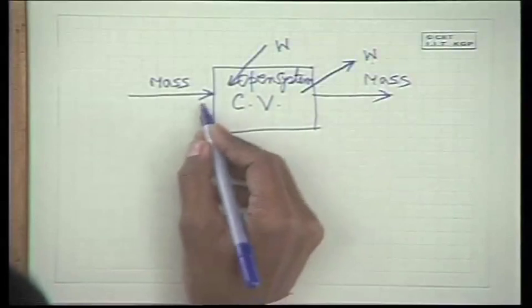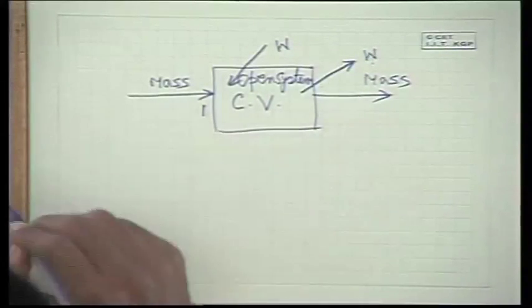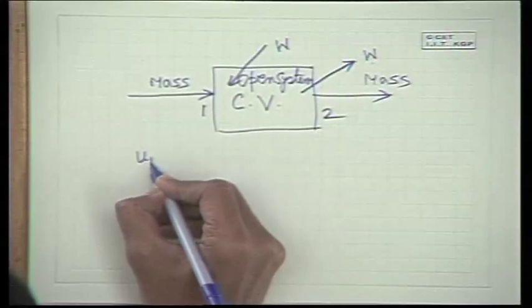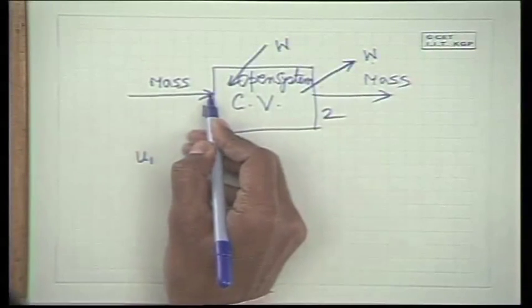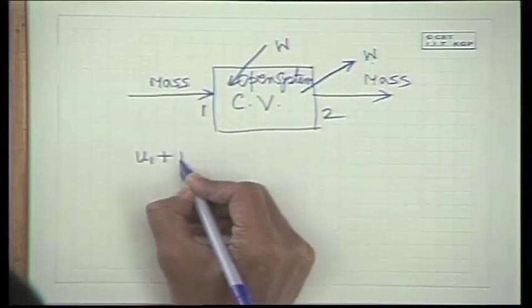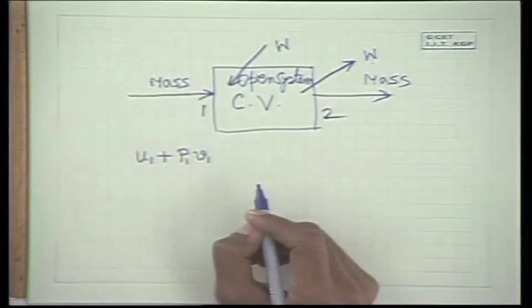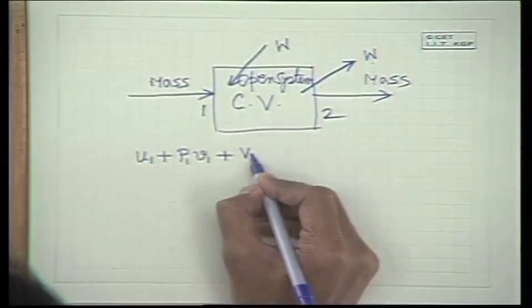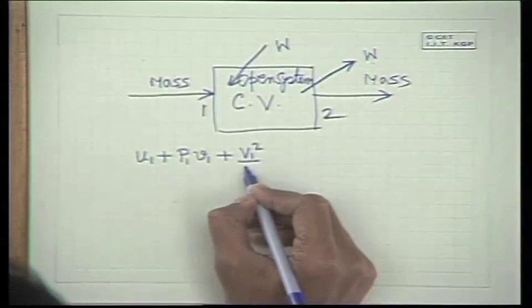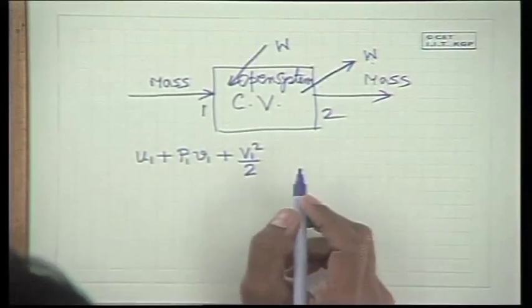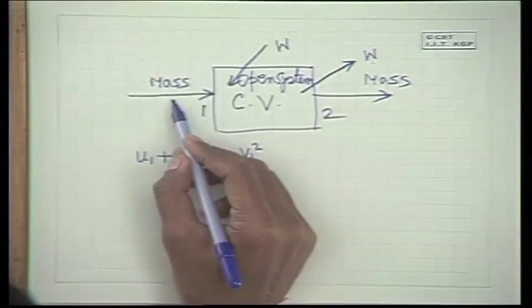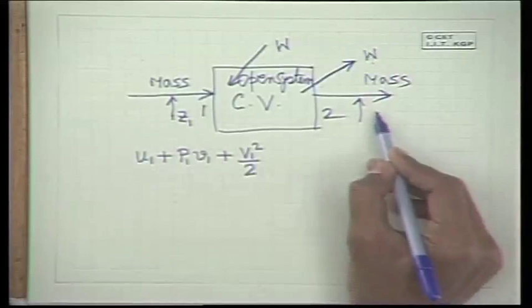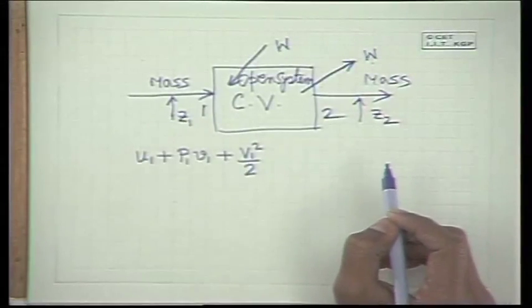So, what is that? If we write the general energy equation of thermodynamics at section 1 and 2, then we can write that the internal energy at 1, U1, associated with the mass flux, plus the pressure energy, which is written in thermodynamics in terms of the specific volume rather than the density, plus the kinetic energy V1 square by 2 per unit mass basis. If we consider the potential energies at these sections, Z1 and Z2 are the elevations from the reference datum.